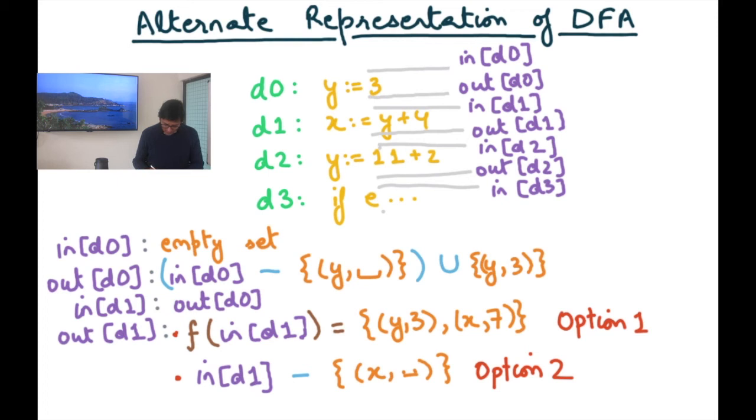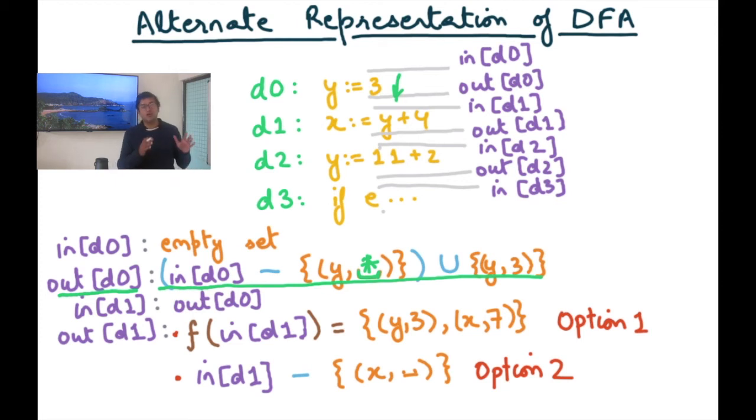Okay, so in fact, we can have the same representation even for the previous statement. When we were looking at y equals 3, d0, we were looking at the transfer function between in D0 and out d0. And there we could have written it as follows. Instead of just saying in D0 union y, 3, the more correct way to write it is in D0 minus anything that has y in it as the first part. So in D0 minus y comma blank, where this blank is a wildcard. Think of this as a star. So in D0 minus y comma star union y comma 3.